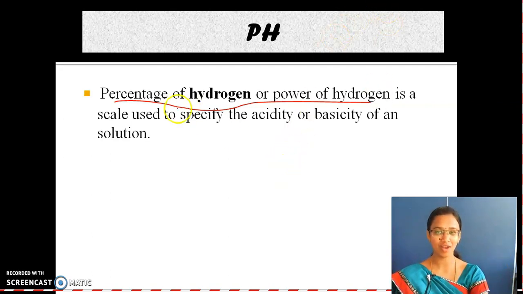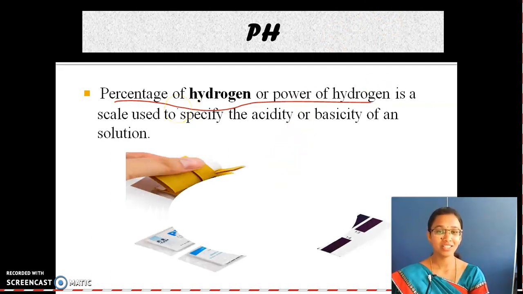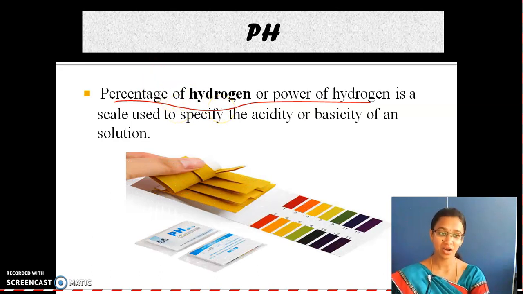Listen here, I'll tell you one more time. pH is percentage of hydrogen or power of hydrogen. Everything has hydrogen content in it. By knowing the value of the hydrogen, we can classify materials as acidic or basic. Normally in the labs, we use pH papers. Look here, this is the pH paper. The value of pH ranges from 1 to 14.